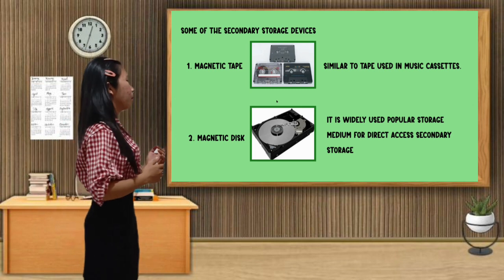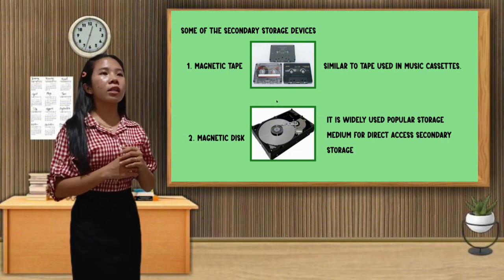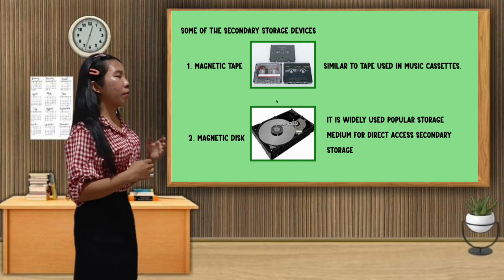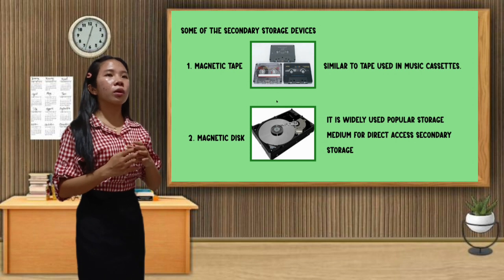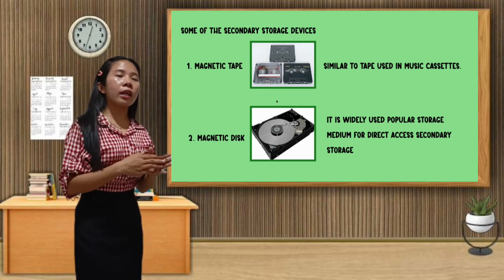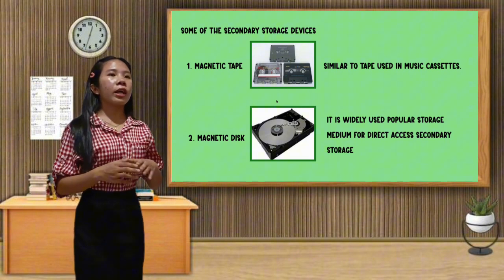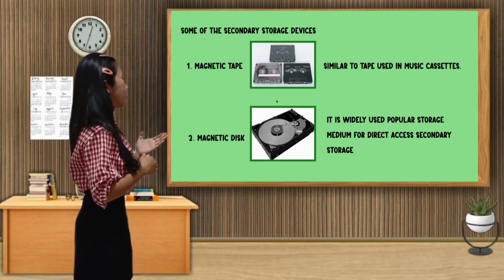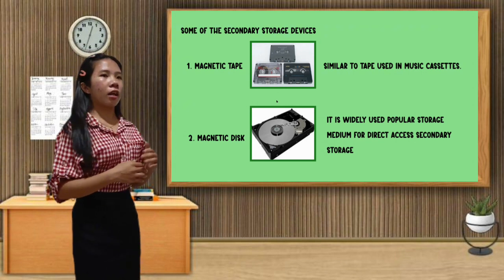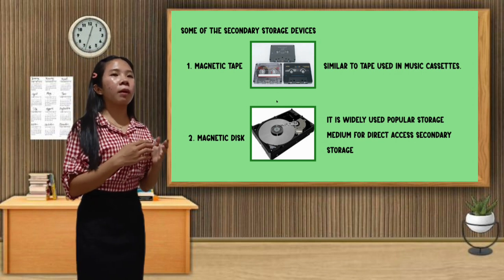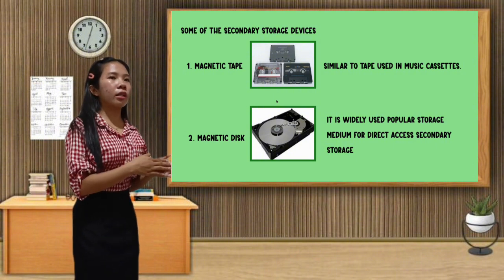So here are some secondary storage devices. First is the magnetic tape, which is similar to tape used in music cassettes, and the other secondary device is the magnetic disk, which is a widely popular storage medium for direct access secondary storage.